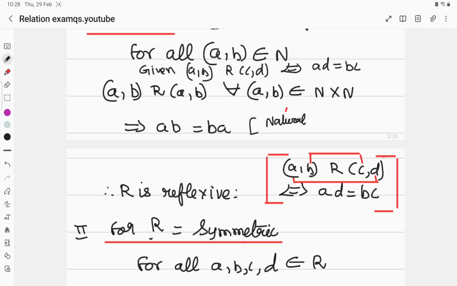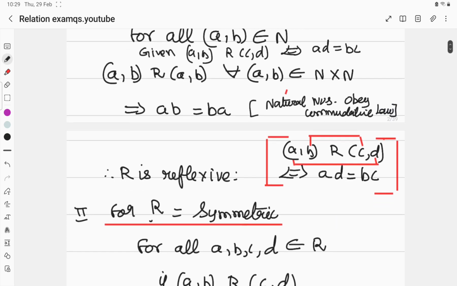Natural numbers obey commutative law. Therefore, R is reflexive.